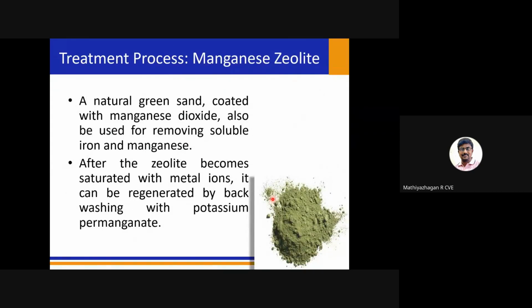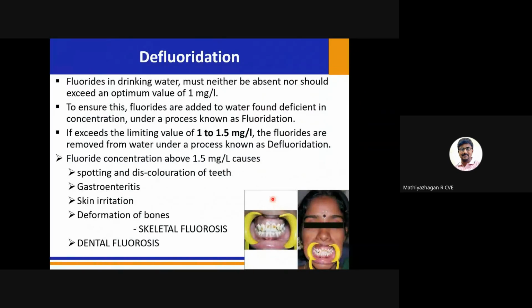Or we can use the zeolite process also. So manganese zeolite, that is green sand, can be used as a filter bed in our zeolite process. It also removes the iron and manganese from the water. So next we move to the fluoride removal, so defluoridation.